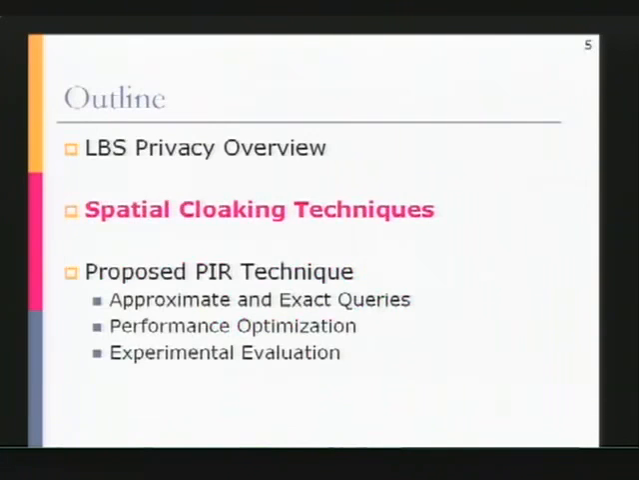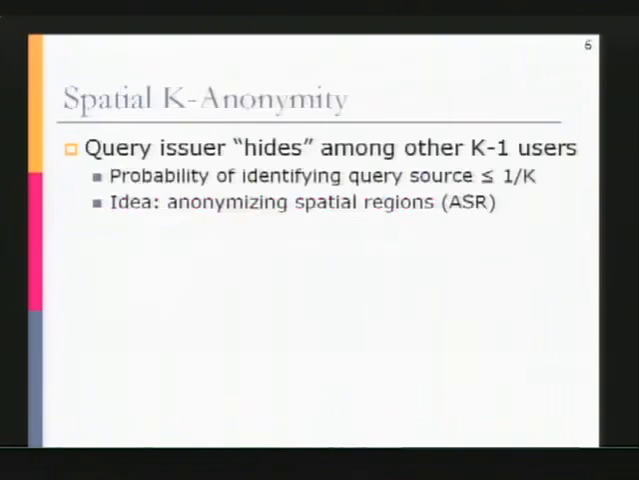There are a number of techniques that have been proposed so far. Most of them rely on the spatial k-anonymity concept. K-anonymity is a concept borrowed from relational databases. And the idea is that the query issuer is hidden among other k-1 users. And therefore, the probability of identifying some individual user is bounded above by 1 over k. How can we do this for spatial k-anonymity? The idea is to build a cloaking region, or an ASR, we call it, an anonymizing spatial region, which will enclose the location of at least k users.